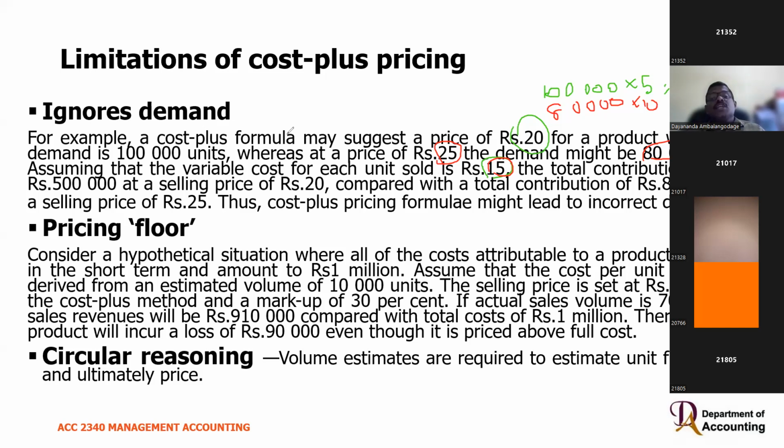Cost plus is ignoring demand. According to cost plus pricing, whatever the unit demand, if you decide the price is 20 rupees, the price has to be 20. Whether you are selling 100,000 units or 8,000 units, cost plus pricing says 20 rupees or 25, whatever. So it won't vary with the market demand.